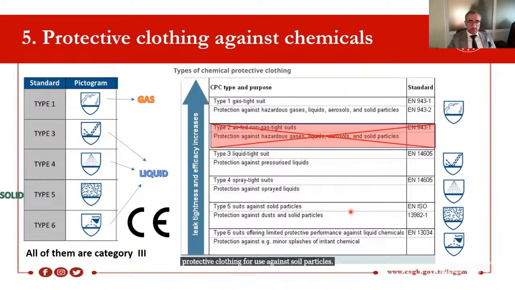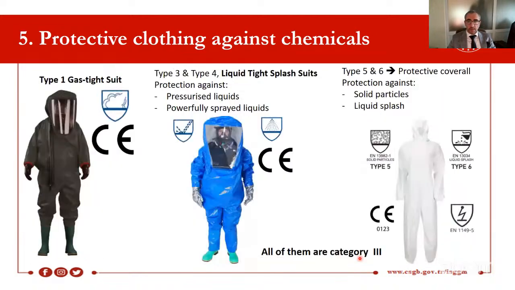Type 6 corresponds to EN 13034, protective clothing against liquid chemicals. This type's difference is it offers limited protective performance against liquid chemicals. Minor, as it states here, minor splash of irritant chemical.